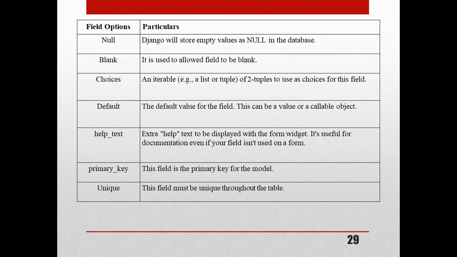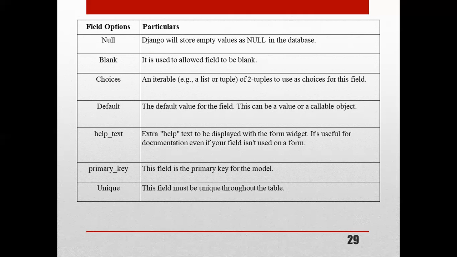Null. If we provide that field option, Django will store empty values as null in the database. Then the blank option. It is used to allow a field to be blank. After using this, it will allow us to leave that field blank. Then the choices: an iterable of two-tuples to use as choices for this field, like a list or a tuple. Then the default value for the field, which can be a value or a callable object.